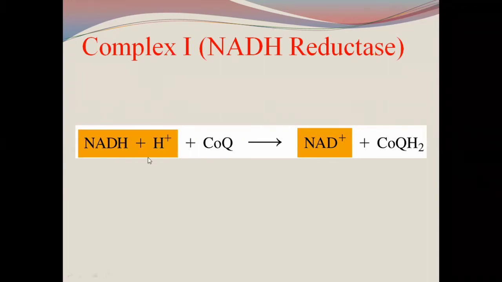and that will be later used in the synthesis of ATP. So the whole reaction for complex 1 is that NADH will give two electrons and two protons, two hydrogen ions, which will be transferred to complex 1, and from complex 1 they will be taken up by the coenzyme Q. The final result will be that NAD will get oxidized and this coenzyme Q will get reduced, right? So it will carry these two electrons to complex 3.